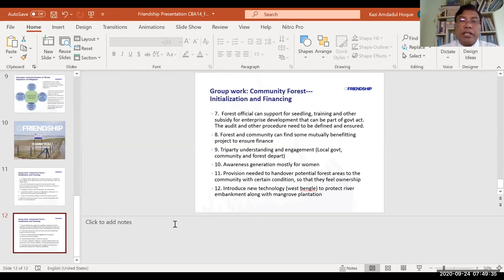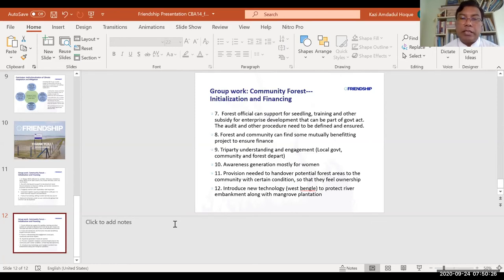Eight, forest and community can find some mutually benefiting projects to ensure finance. Forest meaning Department of Forest. Nine, tripartite understanding is the Bangladesh experience from friendship, that is engagement of local government, community and forest department, which is really important. And ten, one other important point, awareness generation simultaneously, mostly for women. Eleven, provision needed to hand over potential forest areas to the community with certain conditions so that they feel ownership. The certain areas potential for afforestation need to be handed over to the community with the feeling of ownership so that they can involve themselves with their rights.